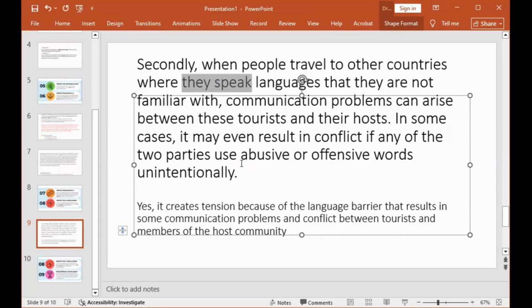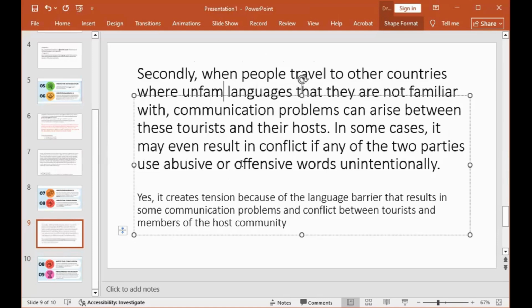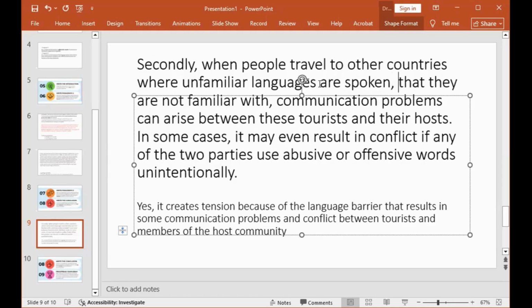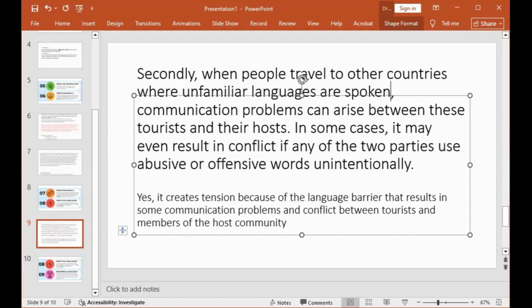Where, let's put it this way, where unfamiliar languages are spoken. When people travel to other countries where... so you see that I've removed "they" throughout. So when I travel to a country where an unfamiliar language is spoken, that looks better.